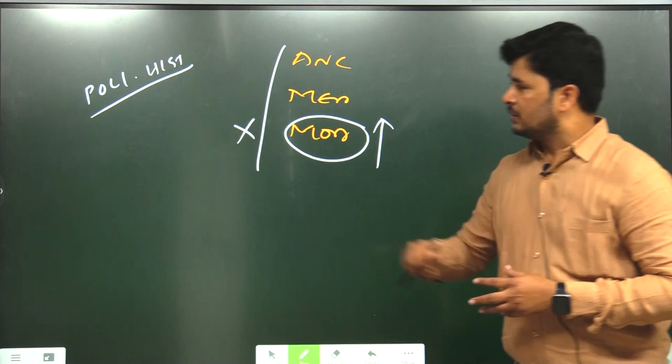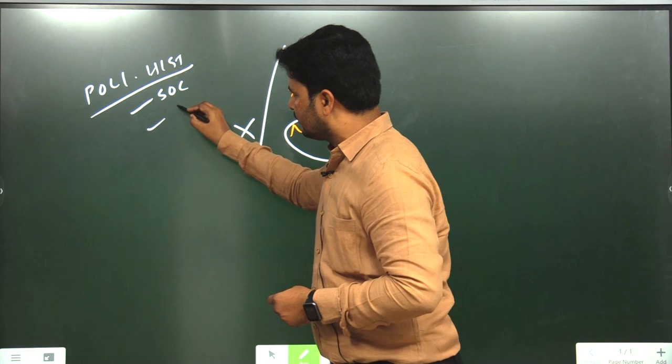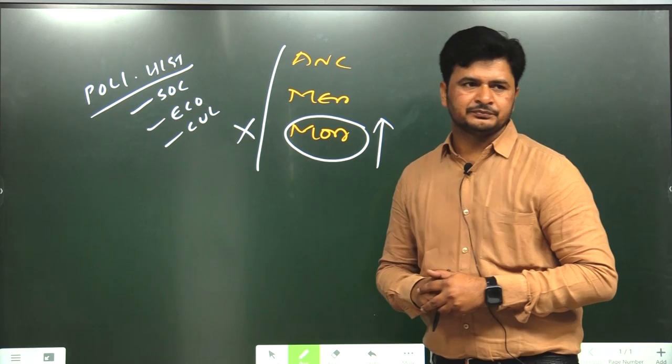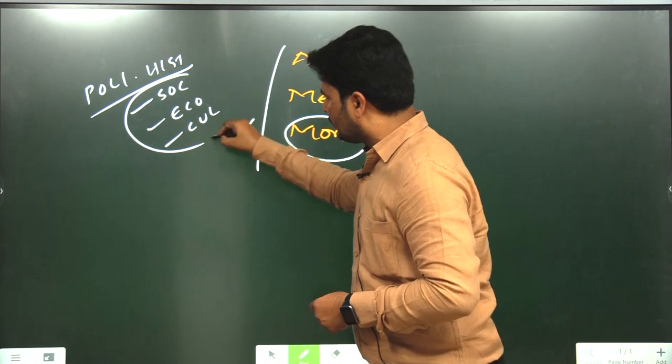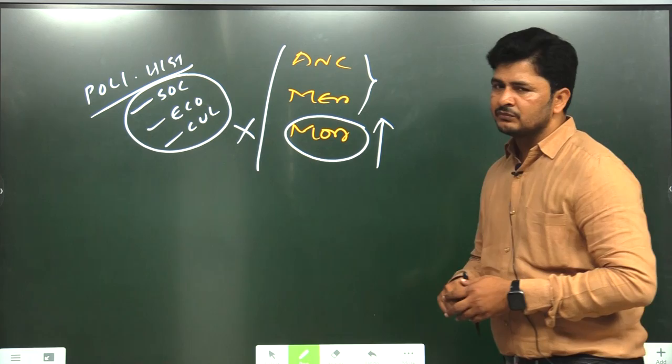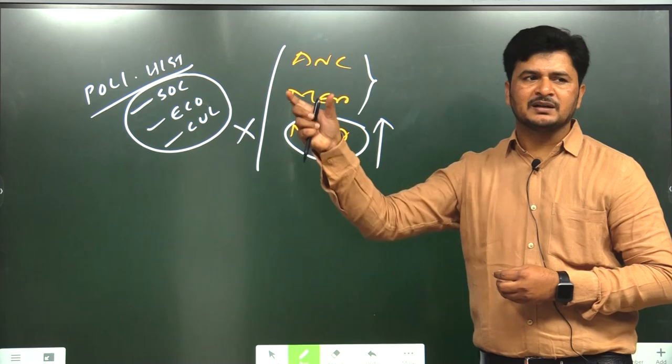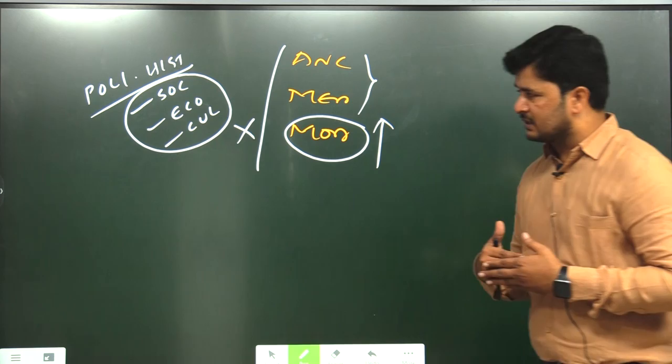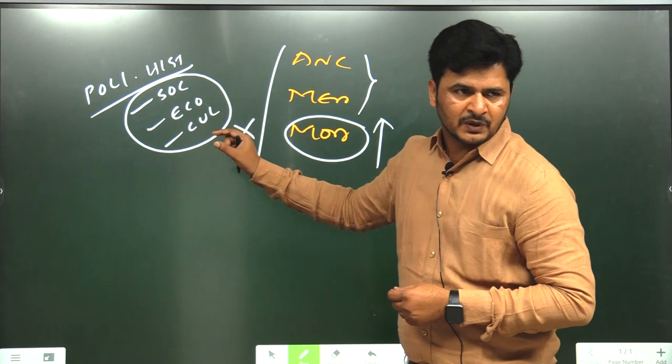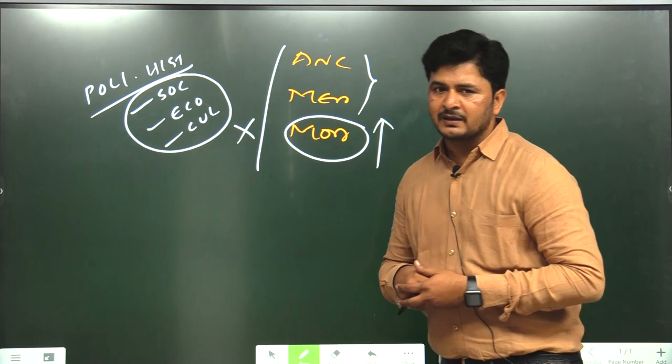Because when you understand political history, only then will you have clarity over society, followed by economy, followed by culture. Our target is to know the socio-economic and cultural aspects of ancient and medieval histories. In order to understand these three components, we shall have a glance at political history, because history taught us that politics determined social institutions, economic institutions, and even cultural institutions.